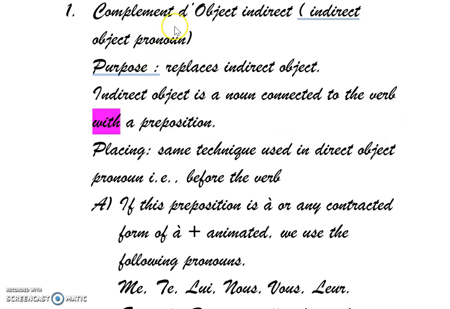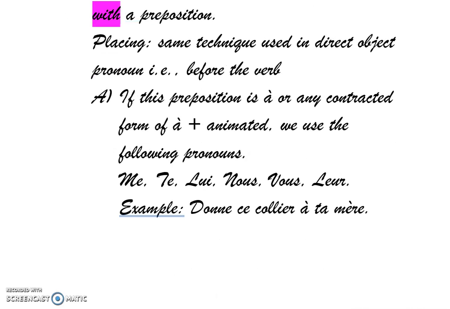So, the indirect object pronoun can be divided into two sections. Part A is if the preposition is à or any contracted form of à, plus animated. What is animated? Animated is anything that has life. We use the following pronouns, which are me, te, lui, nous, vous, leur. So let's do an example.